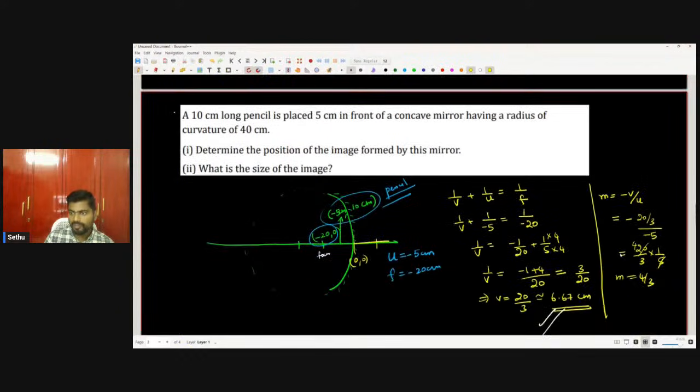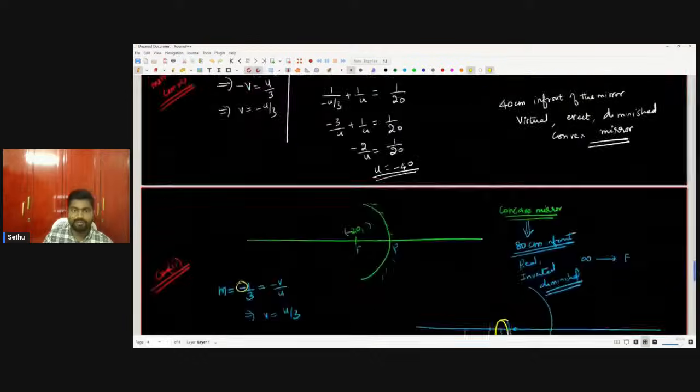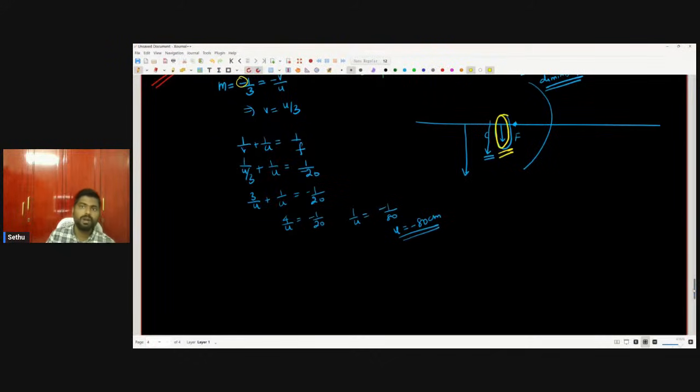There's one more problem where we did magnification, right? Look at this. Magnification is 4/3. It indicates that the image is basically erect, right? So let me also write the conclusion so that it's easier for all of you to follow. Now, depending on magnification, from that information, what all can you figure out?